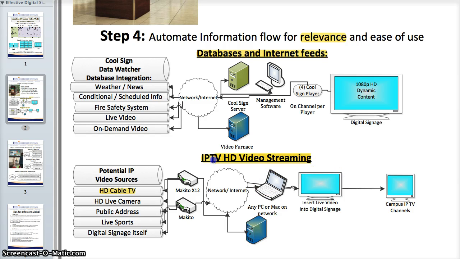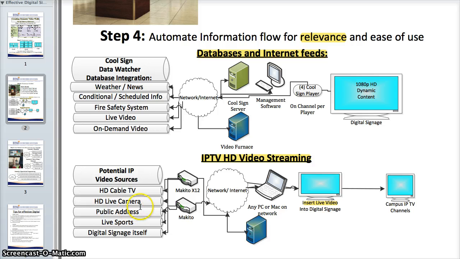So with that being said, I just want to briefly mention IPTV and HD video streaming. What that allows you to do is use a Makito encoder from HaiVision Incorporated, and you can plug in HD video sources that can then be inserted as live video into your digital signage system. So you can potentially insert a cable TV feed to put news or weather, like live weather.com or live CNN news, into your digital signage.